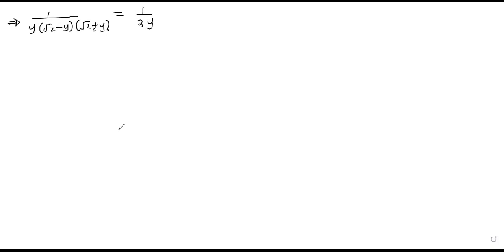Then plus, of course, the value of b, we got a quarter. So it will be plus a quarter. That is b. So it is a quarter of √2 minus y. Then the value of c is negative a quarter. So minus a quarter of √2 plus y.